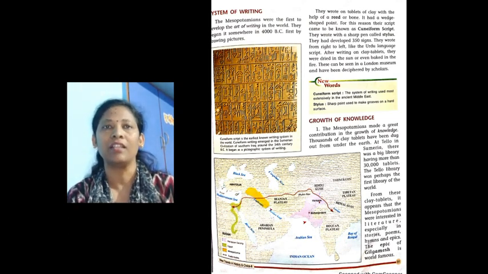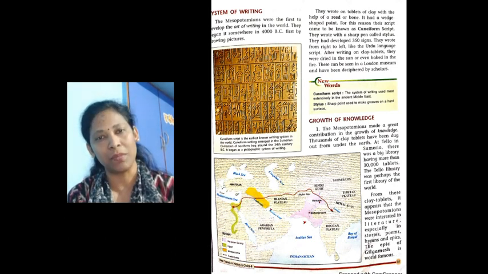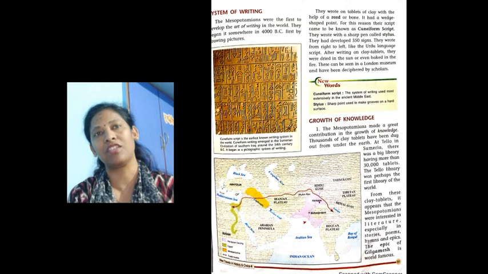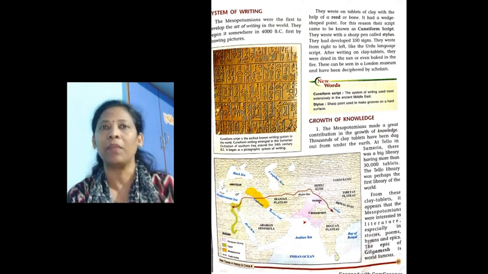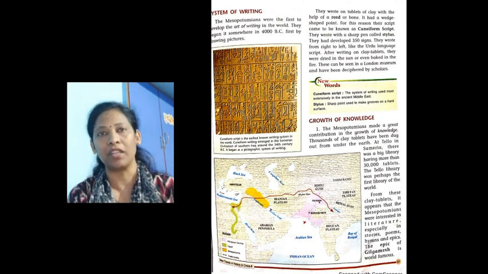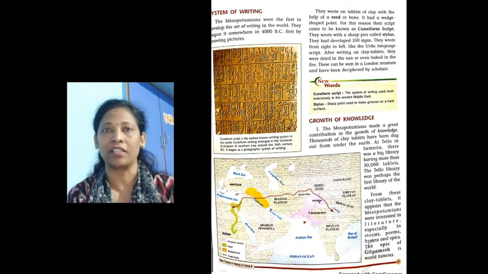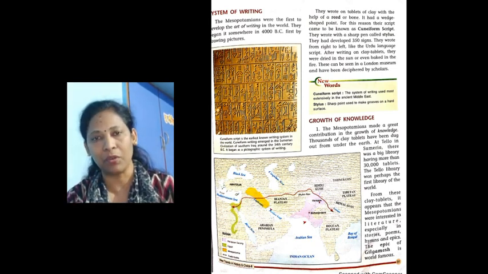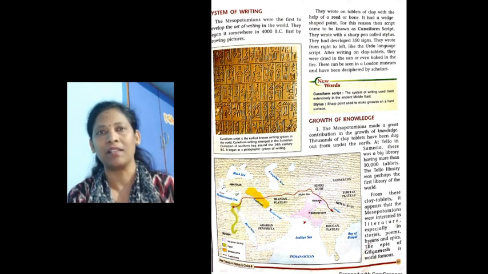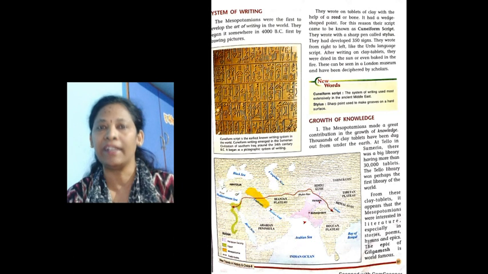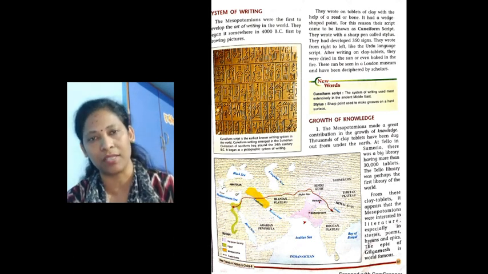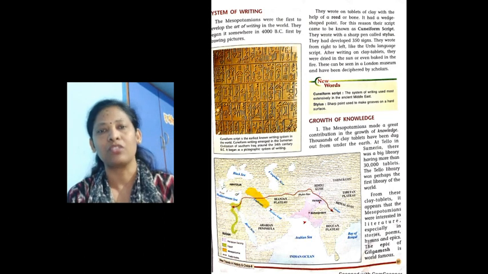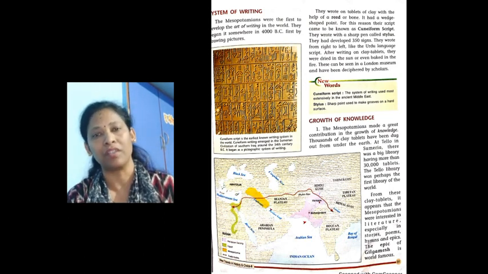Okay, the next is the growth of knowledge. How the knowledge has been improved in this Mesopotamian civilization we are going to study. The Mesopotamians made a great contribution in the growth of knowledge. Thousands of clay tablets have been dug out from under the earth, and at Tello in Samaria there was a big library which consisted of 30,000 tablets, and the Tello library was perhaps the first library in the world. From these clay tablets, it appears that the Mesopotamians were interested in literature, especially stories, poems, hymns, and epics. So the Epic of Gilgamesh is world famous.